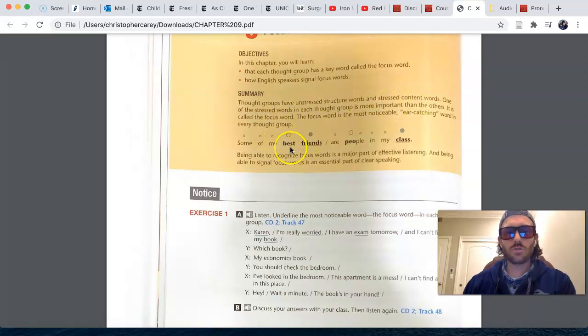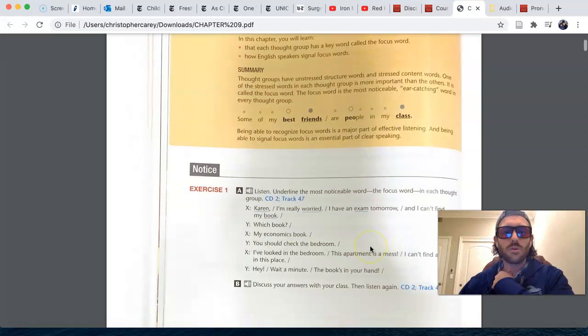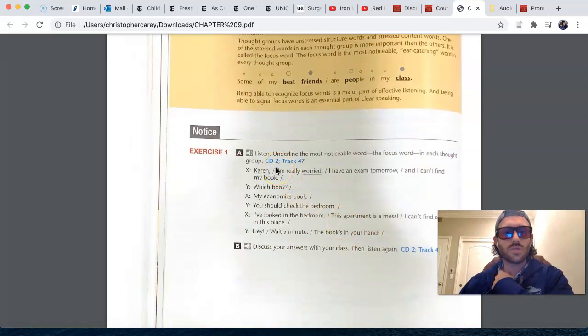Even though we have multiple content words in the same thought group, one of those is the most important, and that's what we call the focus word. It's the most noticeable, ear-catching word in every thought group. So let's have a listen to CD2, track 47. That's for exercise 1. In this dialogue here, see if you can point out the focus word in each thought group, and then underline what you think is the most noticeable word.